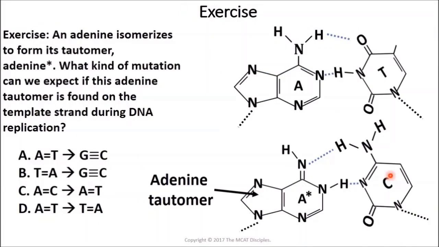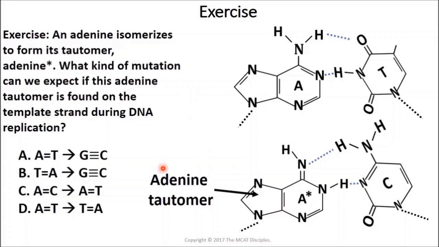Here's an exercise for you. An adenine isomerizes to form a tautomer, adenine star, which is shown here. What kind of mutation can we expect if this adenine tautomer is found on the template strand during DNA replication? Go ahead and shoot for it.